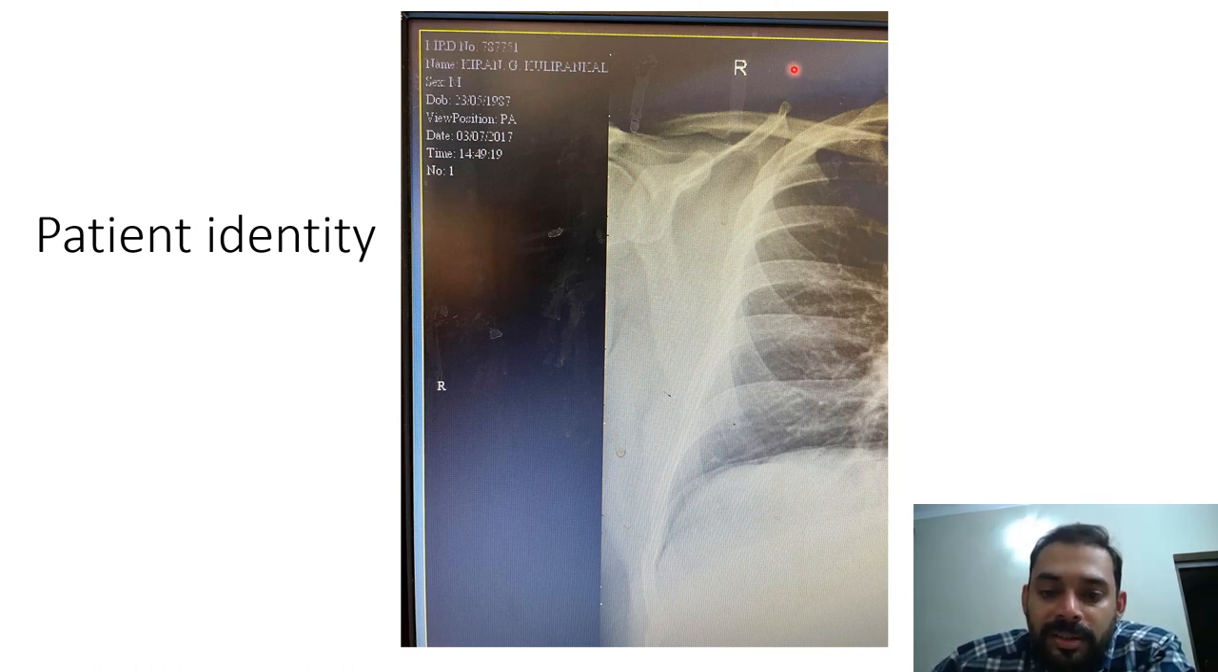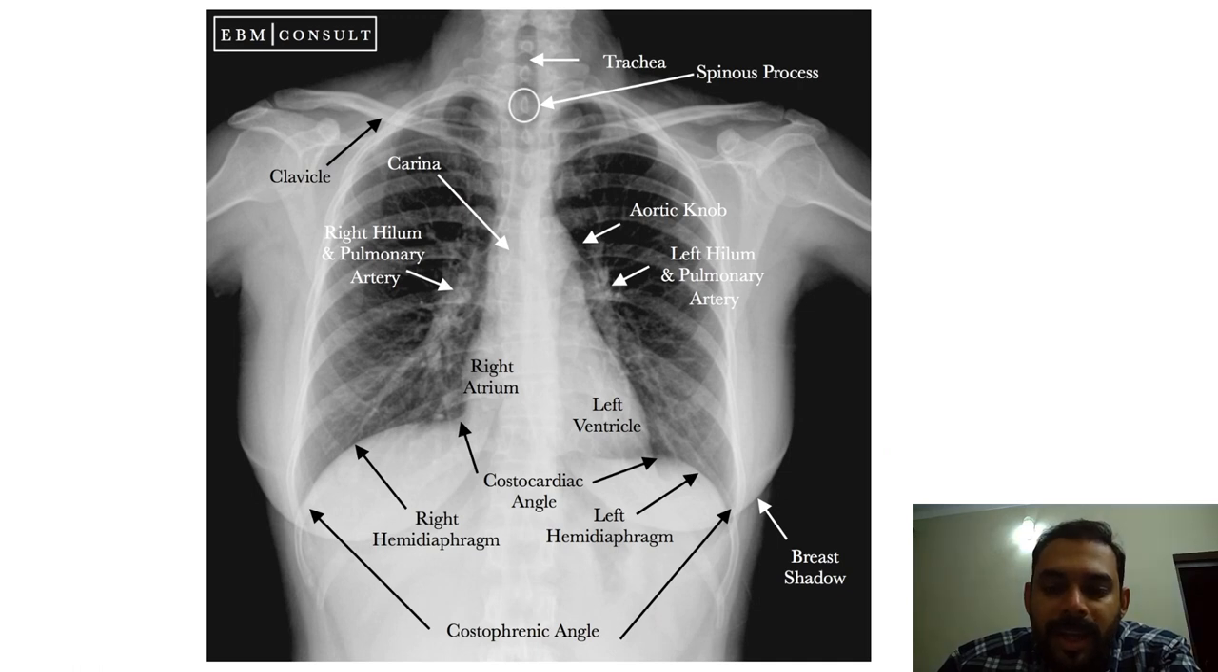Another thing is you can see here, this actually denotes the side of the x-ray. So a good way is to imagine that the patient is facing towards you. So the patient's right side is actually your left side. This helps us to rule out any dextrocardia, any situs inversus. Next, we will just go through a normal x-ray and what all structures we have to look at before we interpret.